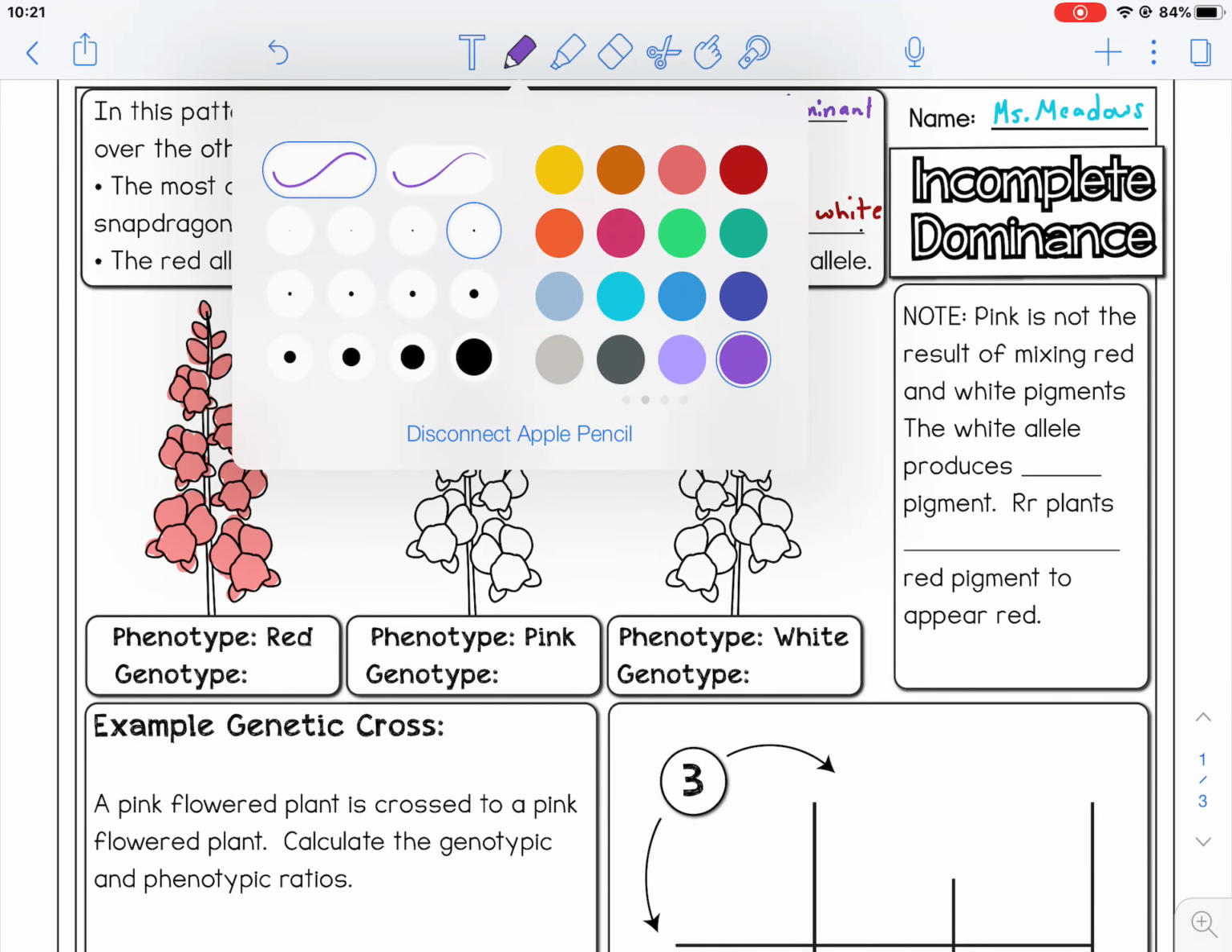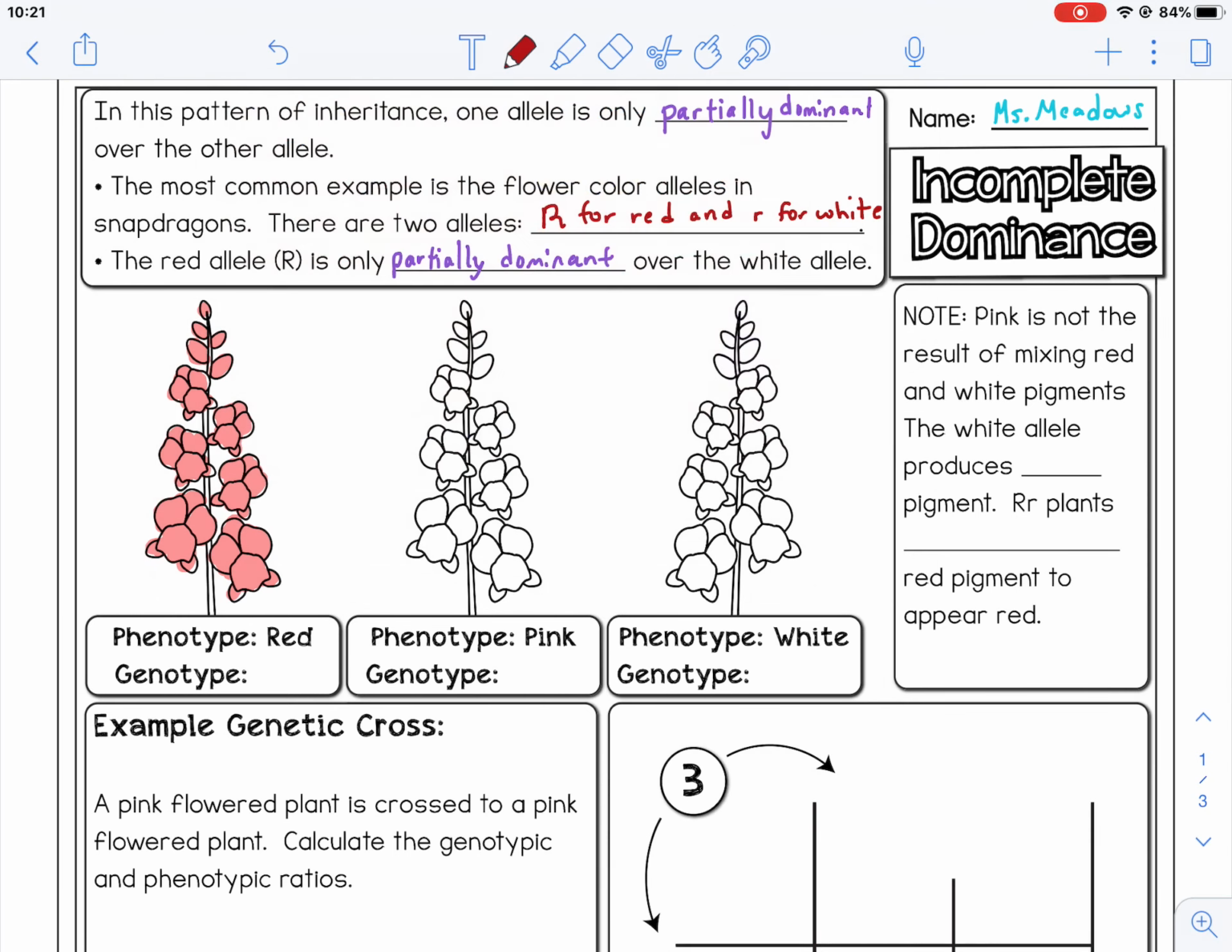Okay, so in order for it to be a red snapdragon, it's going to have two big R alleles because the big R is only partially dominant. In order for it to be a white snapdragon, it's going to have two little r alleles. If it has one big R allele and one little r allele, it's going to be pink, not white or red.